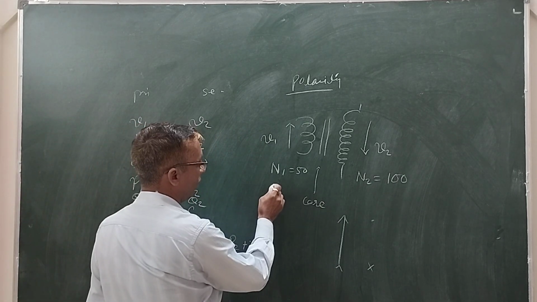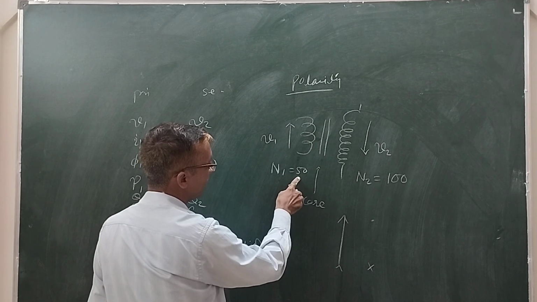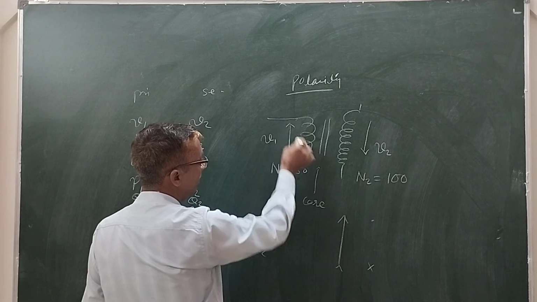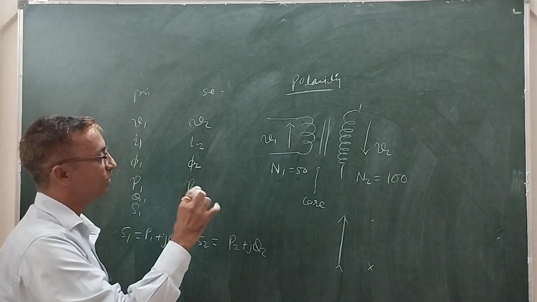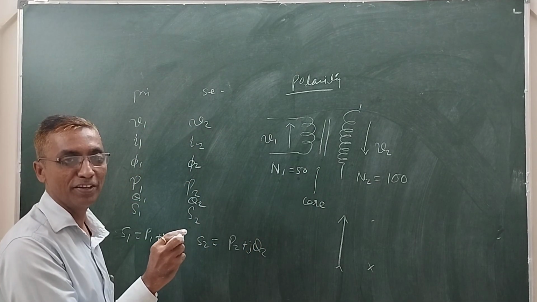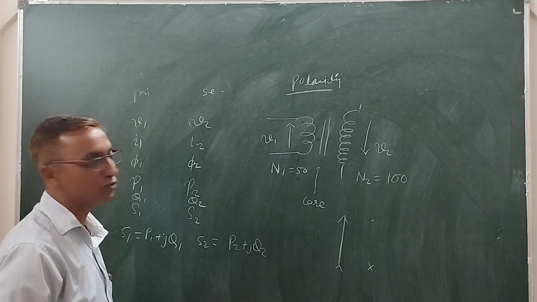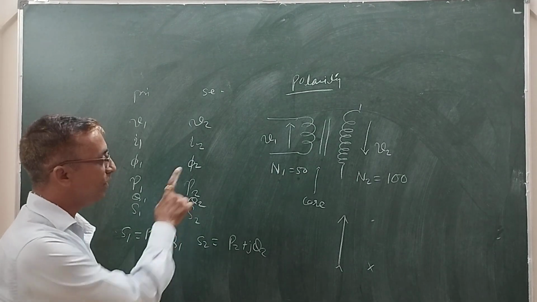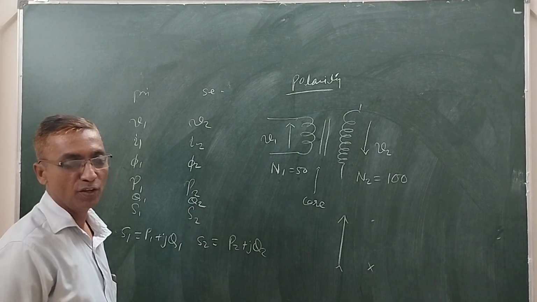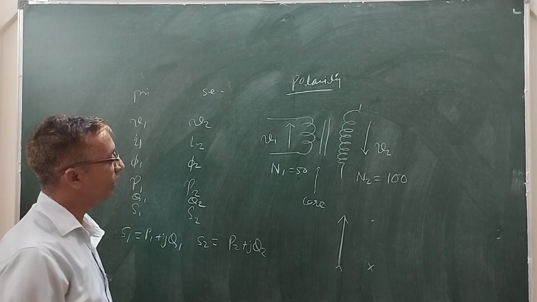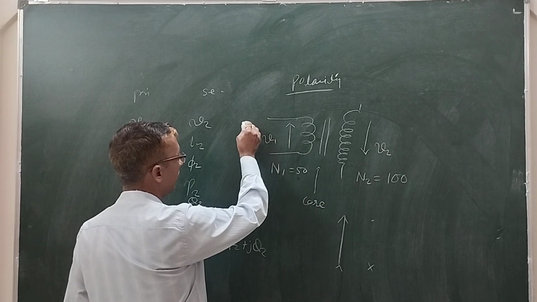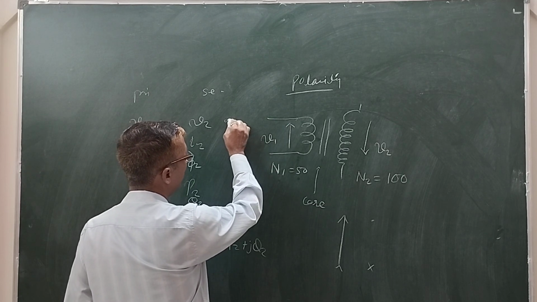On this side, as the number of turns is less, what will be the size of this winding? I mean there are two different wires: one of bigger diameter, one of smaller diameter. Which one will be the high voltage winding and which one will be the low voltage winding? I need to find out, for any unknown transformer, which is the high voltage and which is the low voltage winding. Because it is unknown to me, what will I do? I will just apply voltage here. The application of voltage can be anything.